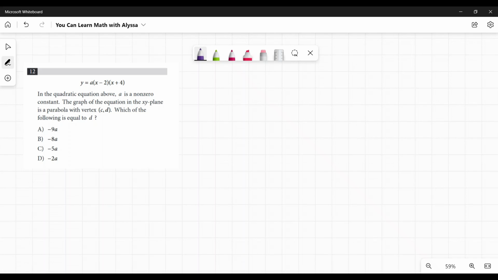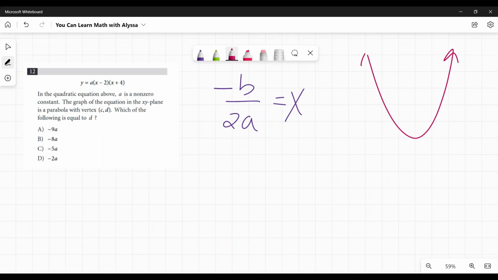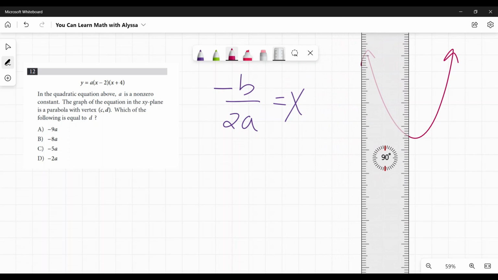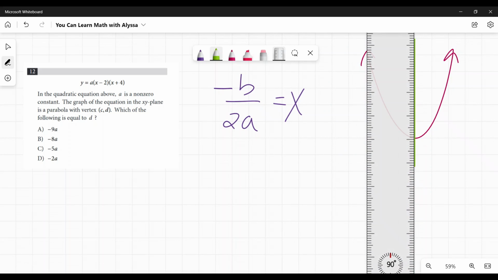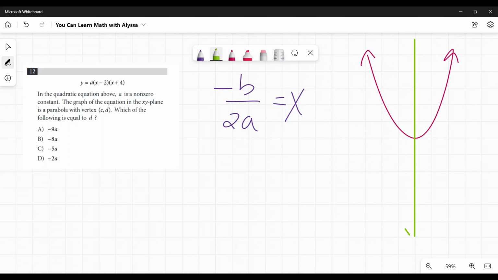Right. So when we're finding the vertex of a parabola, we want to find first the axis of symmetry. The formula is negative b over 2a, and that's your vertical axis of symmetry. When we say axis of symmetry, we're talking about if we have a parabola, it's that line that goes right smack down the middle. And if you drew your parabola correctly, which I didn't, it's going to divide it into 2 perfect and symmetrical halves. That is your axis of symmetry.